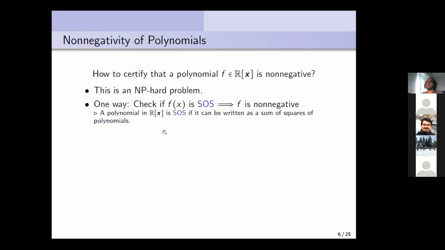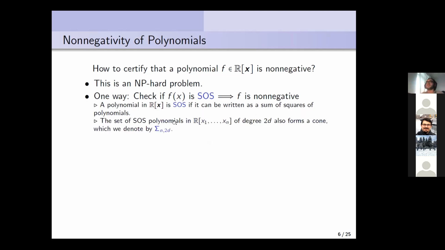One small remark: I just wrote x in here, but let me mention that all the time during this talk, there will always be n entries of this vectorized x. So a polynomial in R[x] is SOS if and only if it can be written as a sum of squares of polynomials. This is just the definition of SOS. But what is more important is that the set of SOS polynomials of degree at most 2d also forms a cone, which we denote by Sigma_{n,2d}.